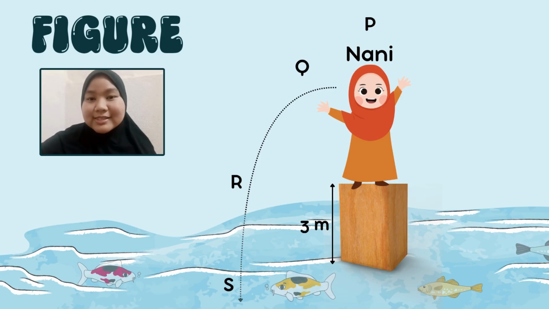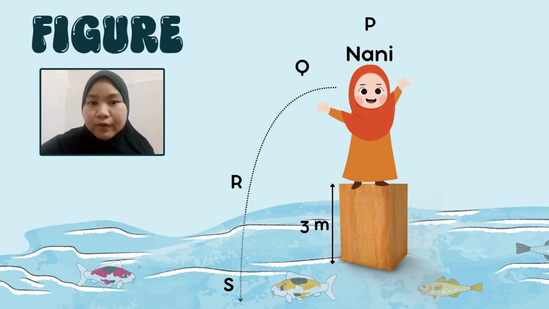As we can see in this figure, here is the visual path of Nani's jump. Point P is where Nani starts her jump on the bridge, which sits 3 meters above the water surface. She flies out to point Q, which represents the highest peak of her flight, where her velocity stops momentarily. On her way back down, she passes point R, which is at the exact same height as her starting point on the bridge. Finally, she lands in the fish pond at point S at the very bottom. By mapping out these key points, we can break her motion down step by step to solve our questions easily.